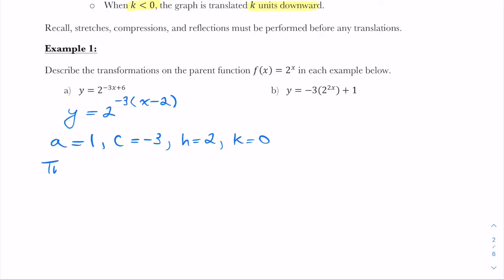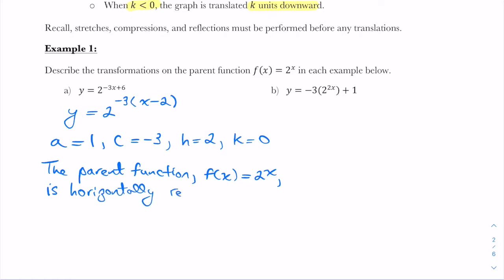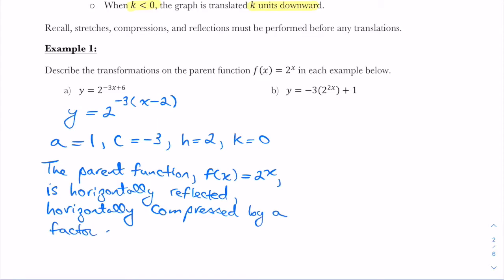So the parent function f of x equals 2 to the exponent x is horizontally reflected, horizontally compressed by a factor of 1/3, and translated 2 units to the right.